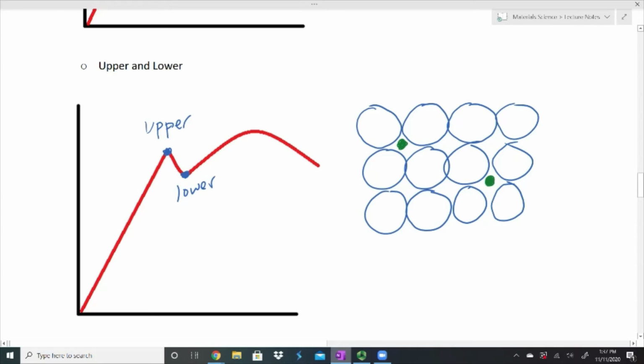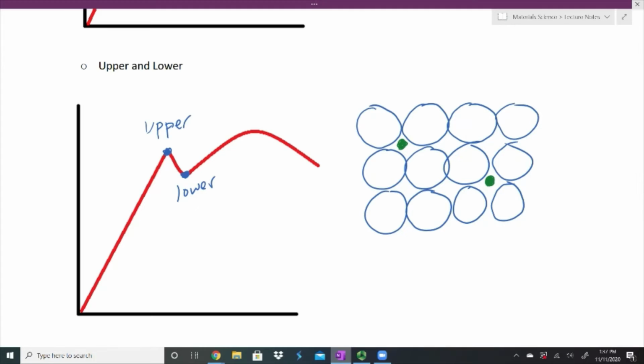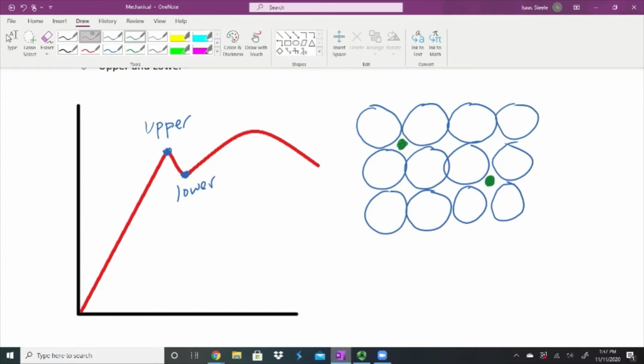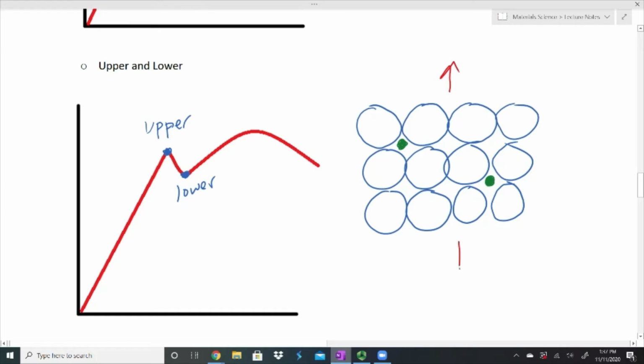So as I start to stretch this material, as I start to pull this material apart, bonds are going to start to stretch, and at a certain point, we're going to stretch these bonds, and it's going to allow these interstitial atoms or smaller atoms within our material to start moving around before the larger atoms start to move around.